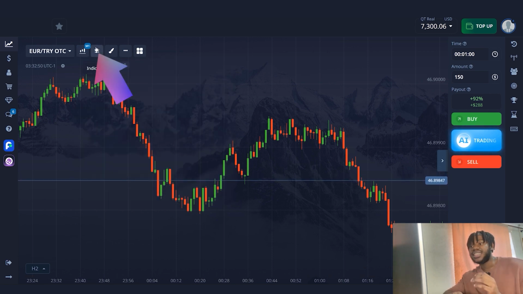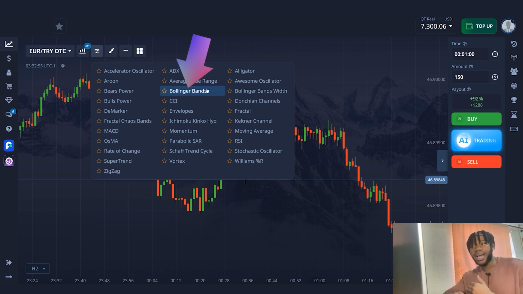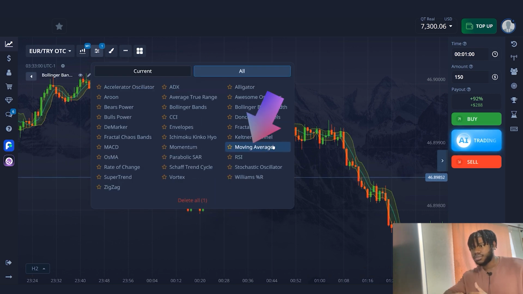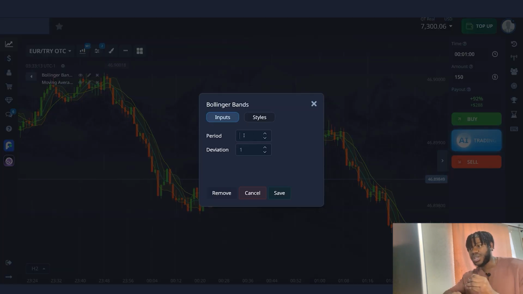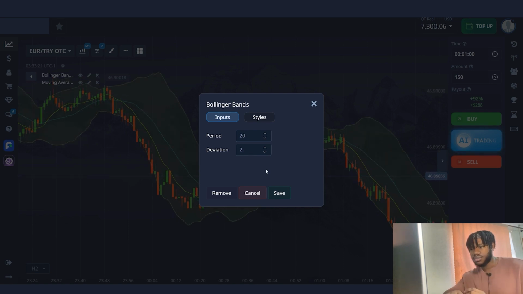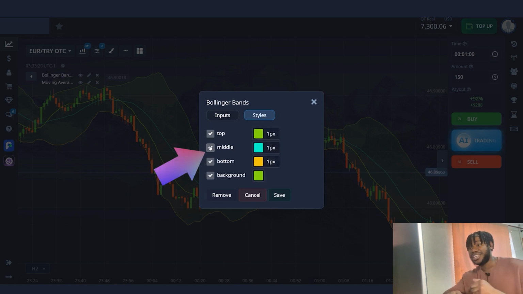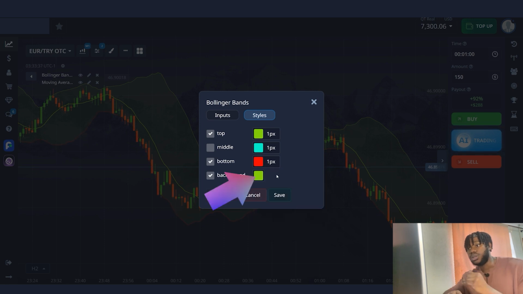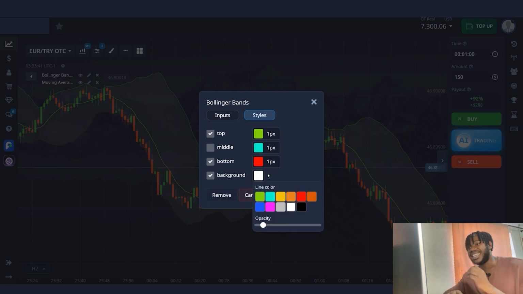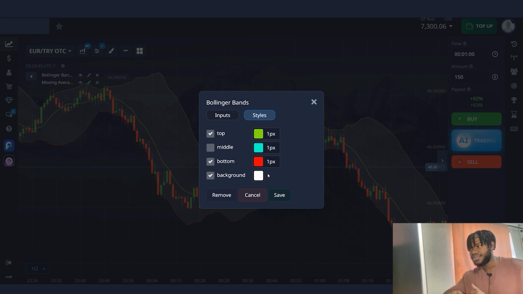Now I will open the indicators section and select Bollinger Bands and Moving Average. Now I will go to the settings of the Bollinger Bands and increase the period to 20. I will make a deviation of 2. I will disable the middle line in the indicator style settings. It is not needed. The color of the lower border will be red and the background color of the indicator area will be white.